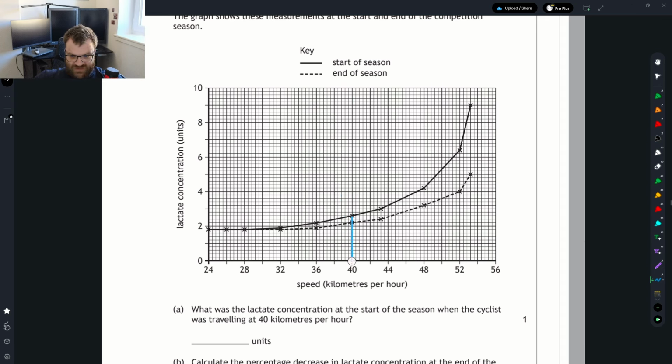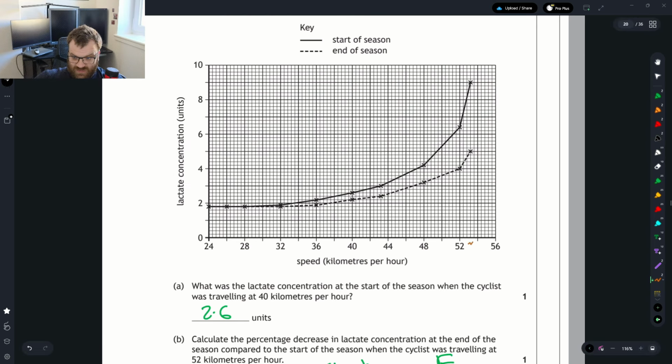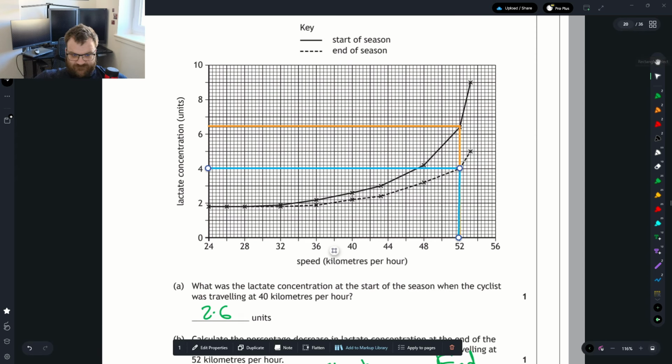We're looking at the percentage decrease in lactate concentration at the end compared to the start at 52. So start, end. Let's deal with the start first of all, up to here. Run across to there. Each box is 0.2 as we said, so that's going to be 6.2, 6.4 at the start. And going up to, at the end of the season, it's at 4, bang on. So 4.0. One thing I check is, are we in the right order? Yes, we are, because it's decreasing, so it has to go down.